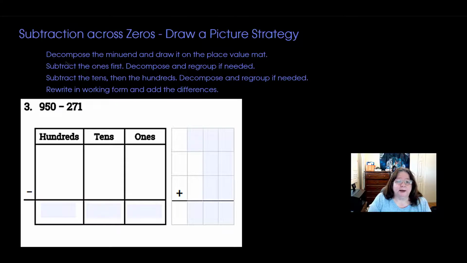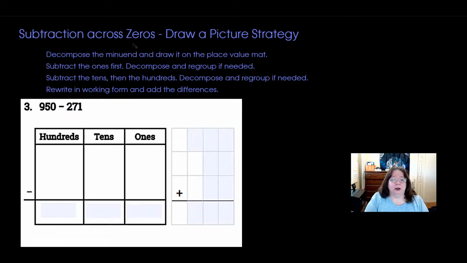The steps that we're going to do are: decompose the minuend, which is the first number, and draw it on the place value mat. Then subtract the ones first, decompose and regroup if needed, subtract the tens, then the hundreds, decompose and regroup if needed, rewrite in working form, and add the differences. That sounds like a lot to remember, but if we take it step by step, it's not so bad, and after a while you learn the routine. It's the same routine every time.